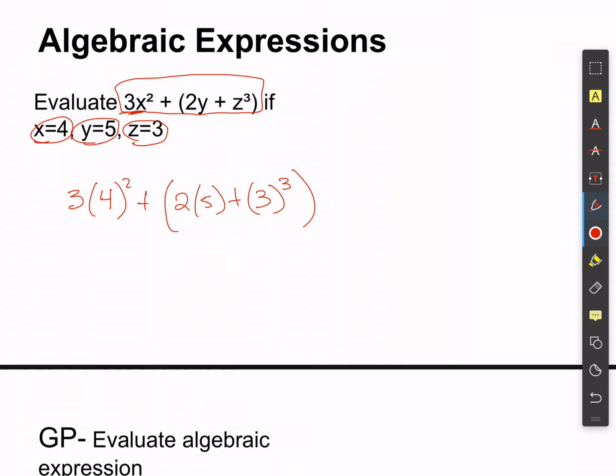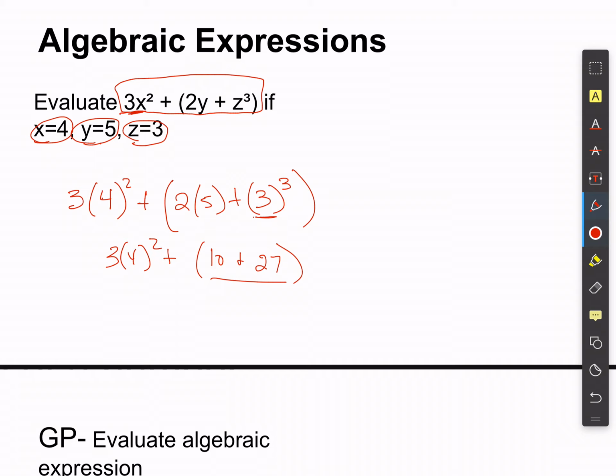Now I'm going to follow my order of operations. So I'm going to start with these parentheses and the inner parentheses, and then I'm going to go into exponents. So 3 to the 3rd power. 3 times 3 times 3 is 27. 2 times 5 is 10. So I've got that going on. Cool, and I'll just keep this the same here for now.